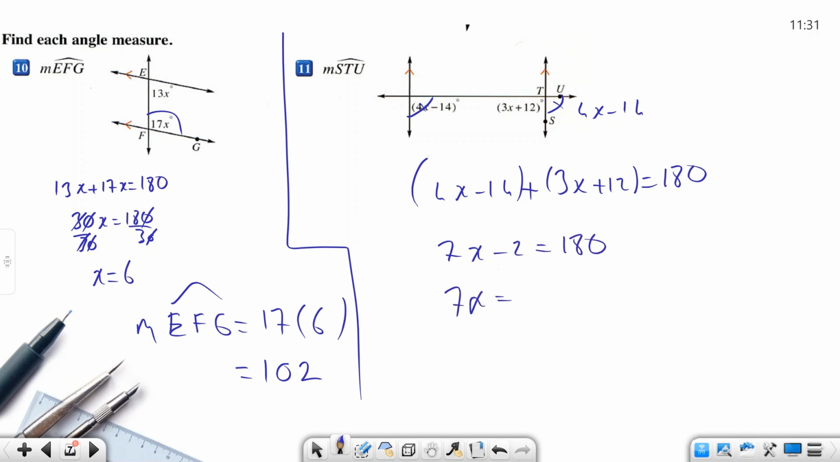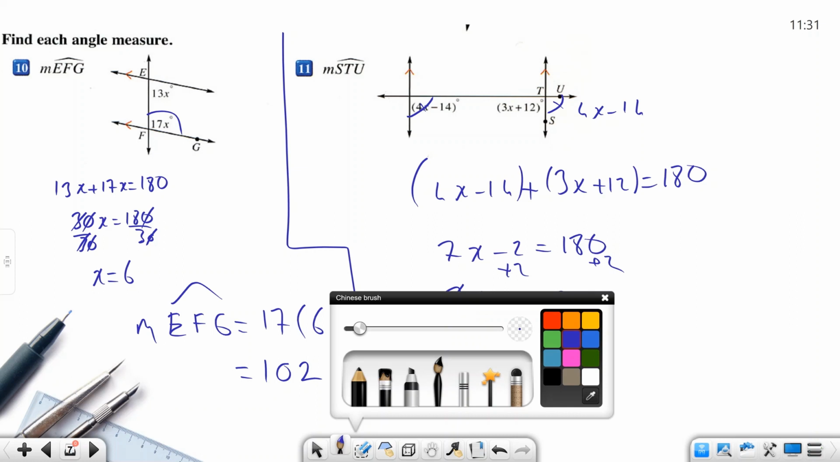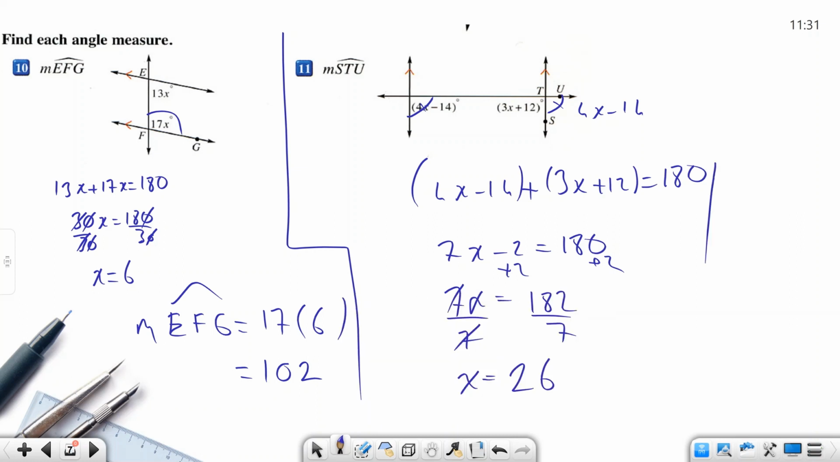7x equals 180 plus 2, 182. So divided by 7, 7 is gone, only x is left. 182 divided by 7 is equal to 26. So I found the x. Don't forget, this question is not about the x. This question is about 4x minus 14. So measure of STU.